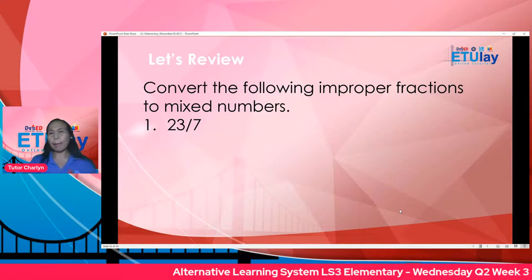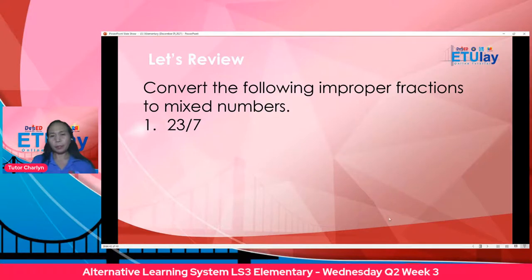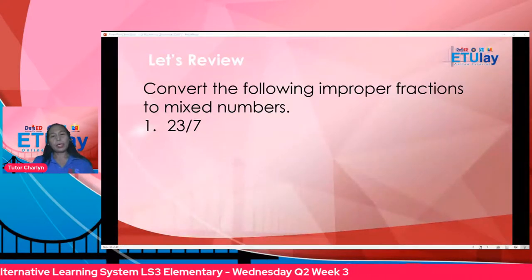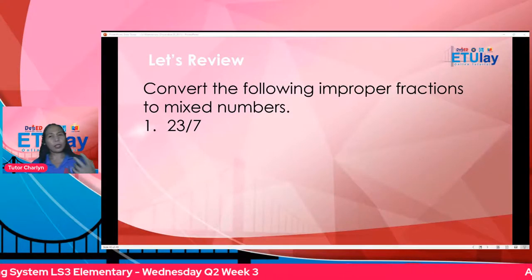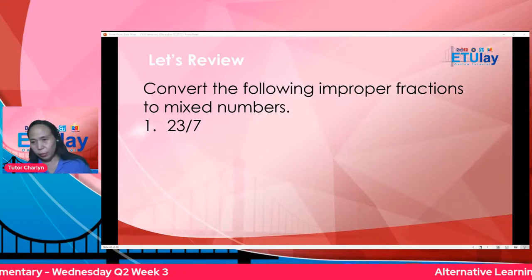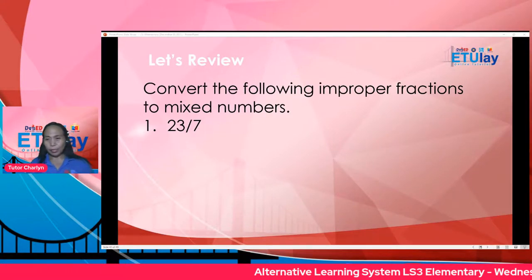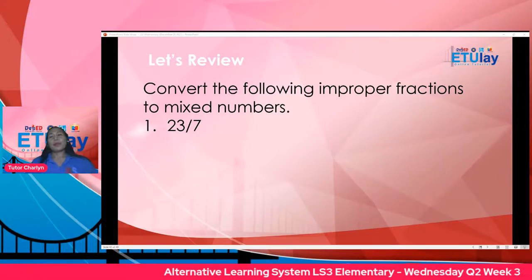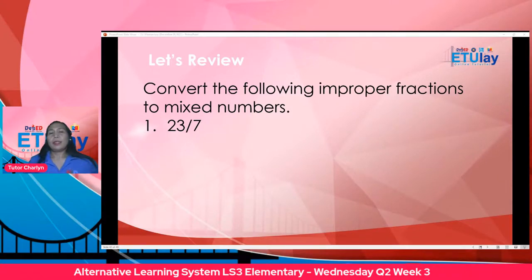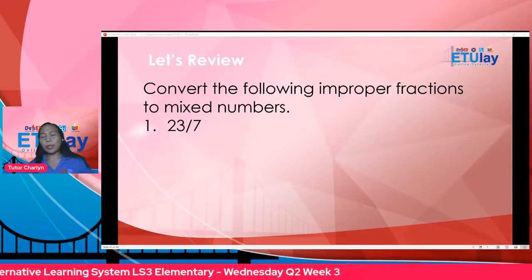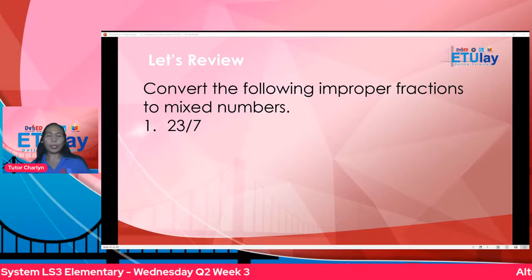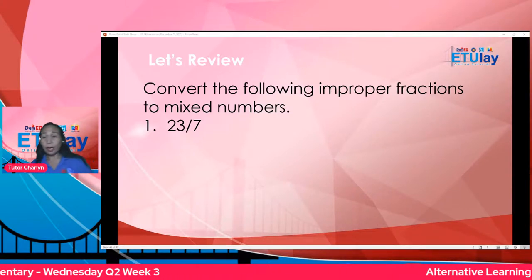Ilang 7 ba meron kay 23? At ilan sa palagay nyo? Ano kayang equivalent nito? Okay lang po kung nalito. Okay, bawi po tayo dito. Okay, same lang po dapat numerator. Okay, tama po, 39 over 7. Dito naman tayo. Kabaliktaran po niyan.